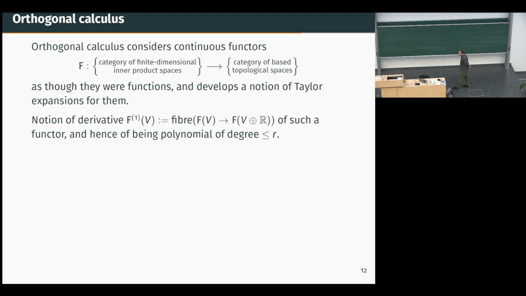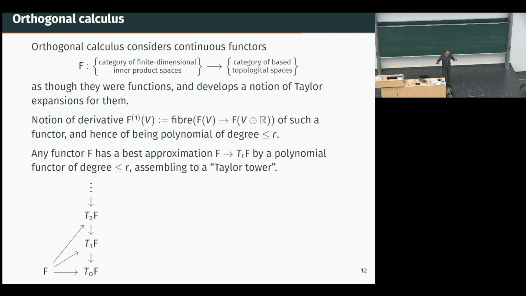Fine. It turns out that every functor has a best approximation by a functor that's polynomial of degree at most r. This is abstract, blah, blah. Like, you don't know what it is. It just has one. And not only that, but they assemble into a tower because the best approximation of degree 2 should be better than the best approximation of degree 1, and so it should map to it, and so on. So they assemble into a tower called the Taylor tower of the functor.